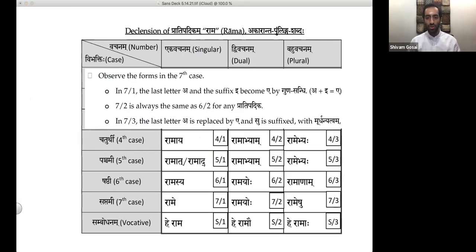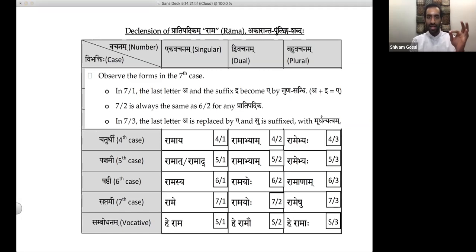Now 7-2 is always the same as 6-2 for any pratipadikam. So all we do is add yoho to Rama. So Ramayoho. Now 7-3 is a little bit more complicated. In 7-3, the last letter is replaced by e, and su is suffixed. The akara goes, e comes in its place, and then we add su. So it becomes Ramesu. Then that sakara becomes shakara. So Rameshu.